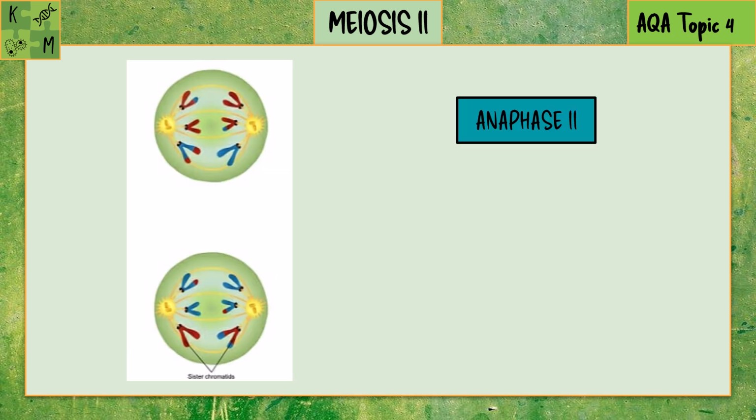During anaphase 2, the spindle contracts, this time splitting each chromosome at the centromere and pulling each chromatid to opposite poles of the cell.